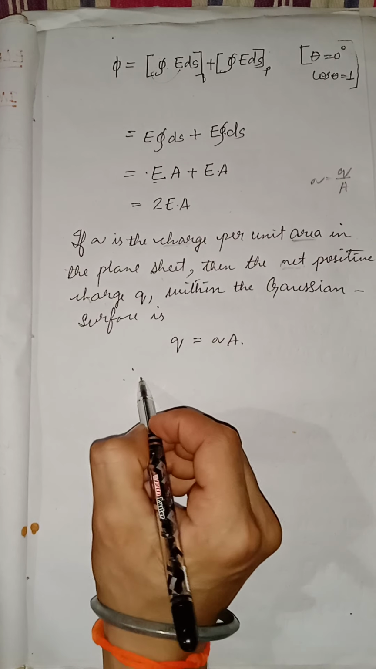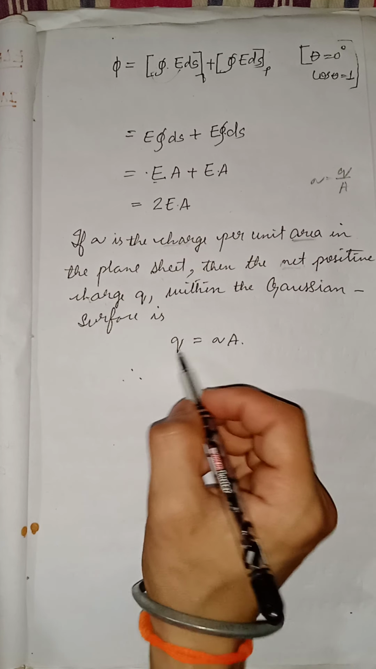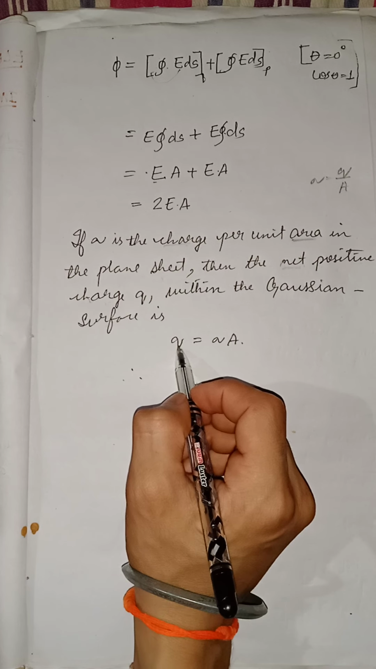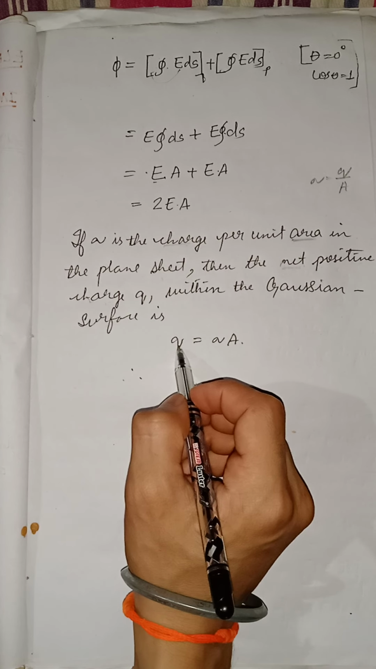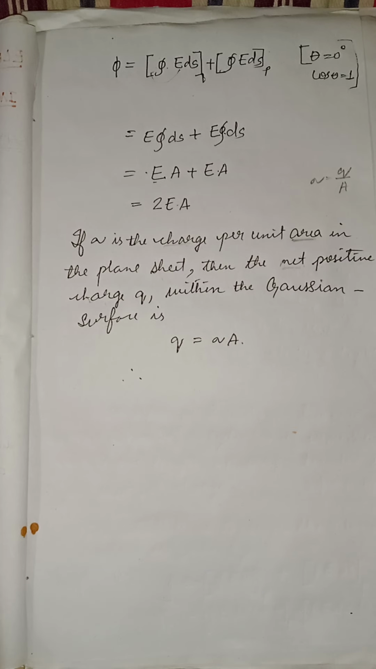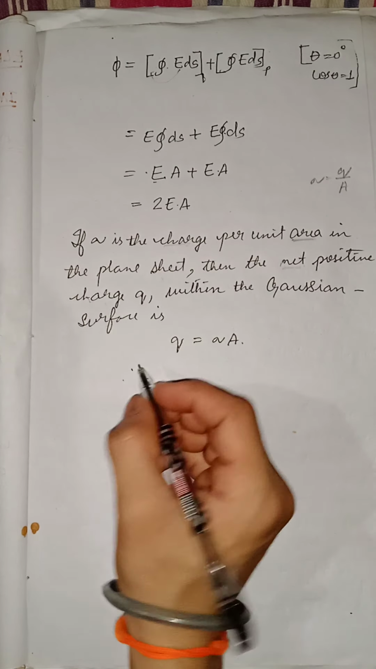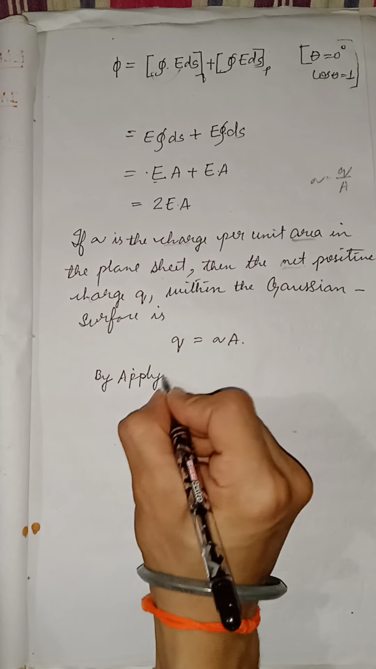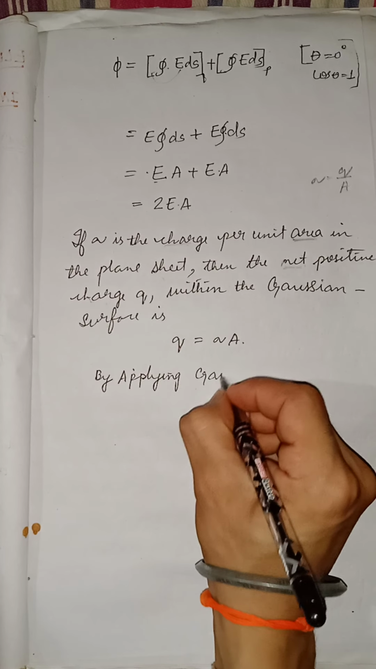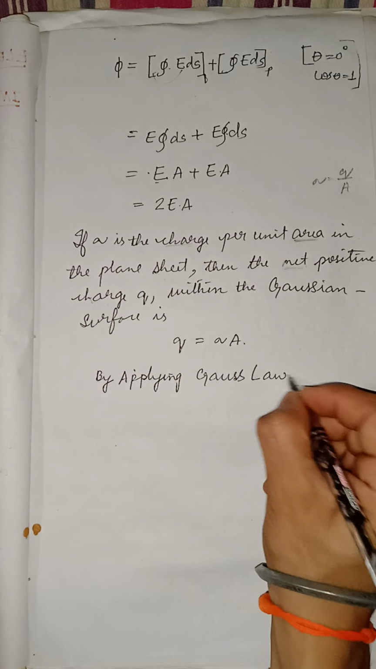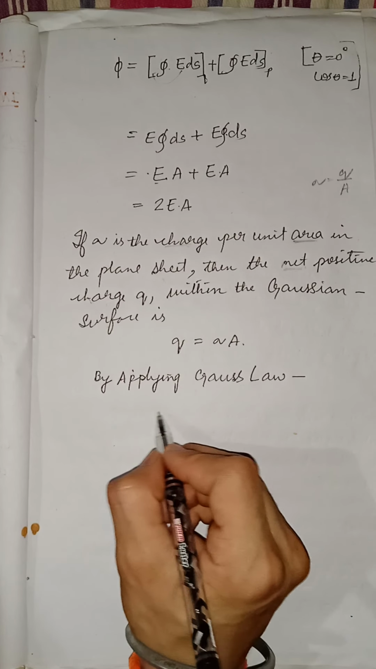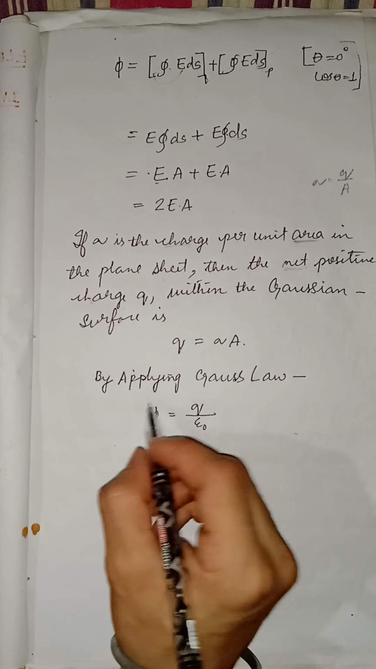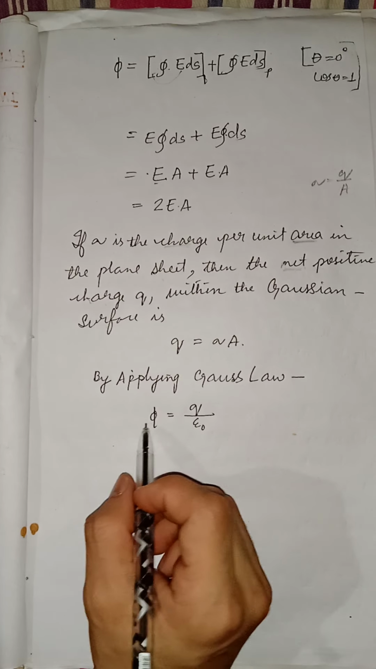So now substituting the value of q here. Since we have learned that by applying Gauss law, phi is equal to q by epsilon naught. This is the expression for Gauss law, isn't it? Now substituting the values here.